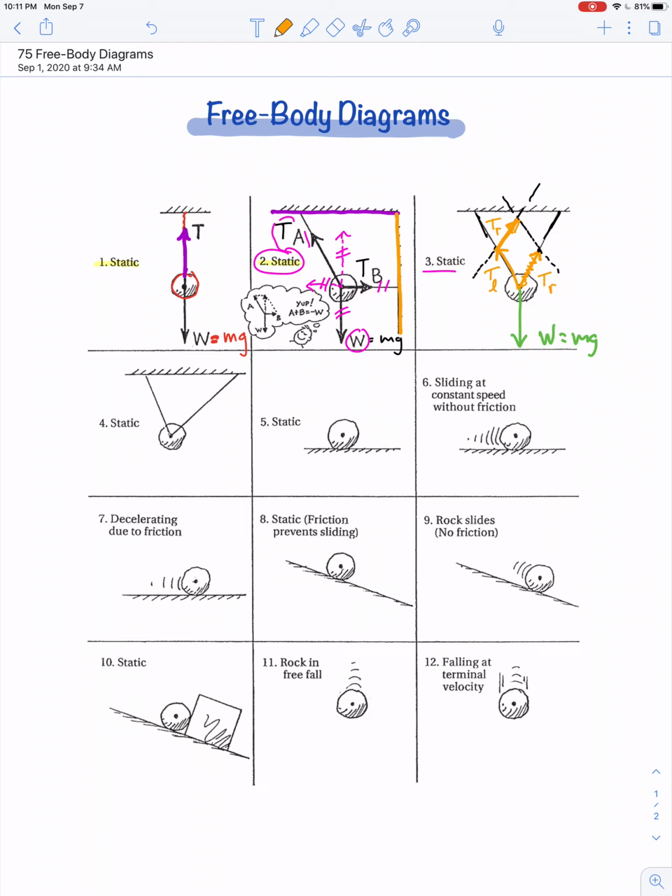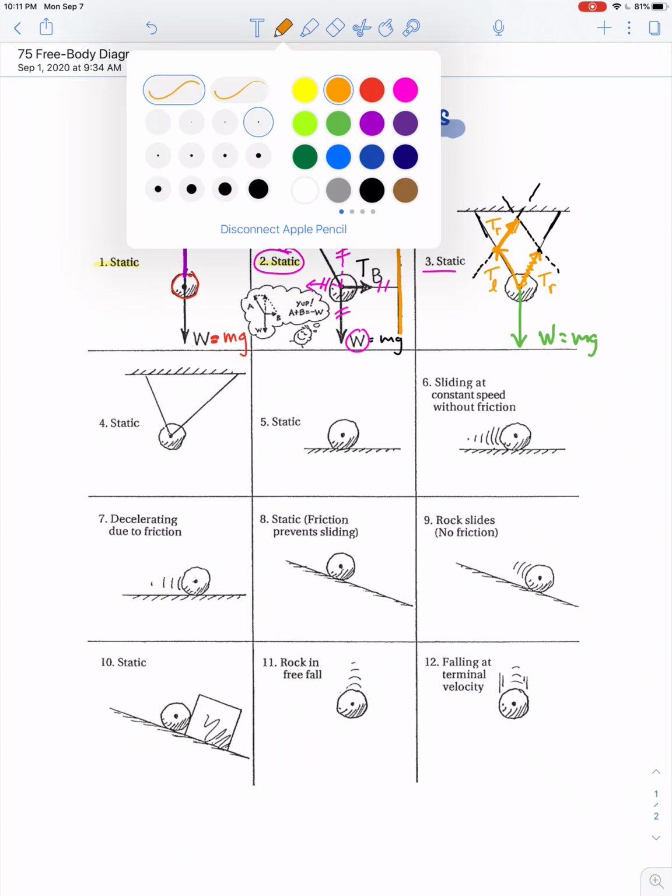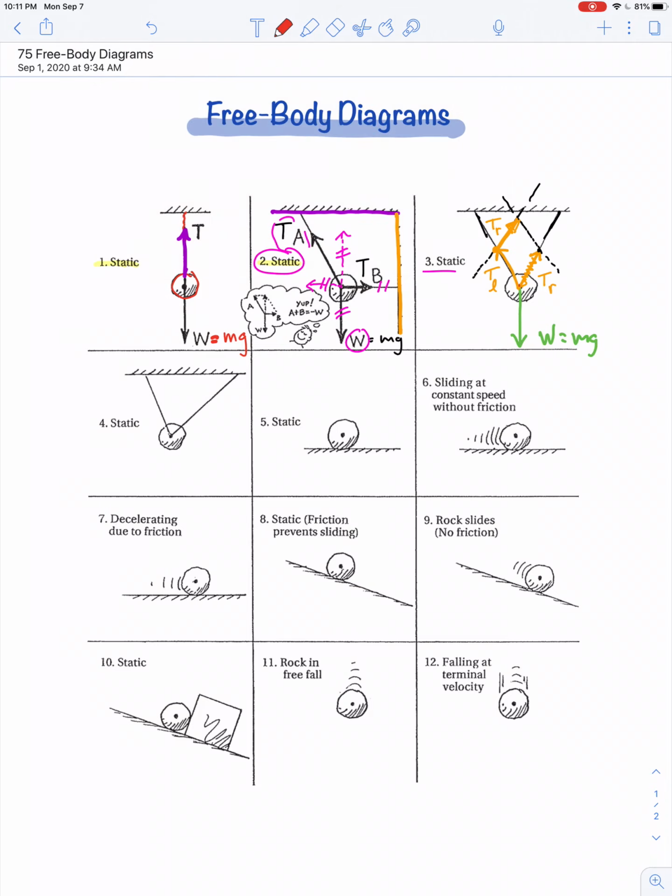So putting those two vectors tip to tail gives us an idea of the result of those two vectors added together, which would be this one. And you can see that that red vector pointing up is about as long as the green vector pointing down, which would be a good description, again, of static equilibrium.